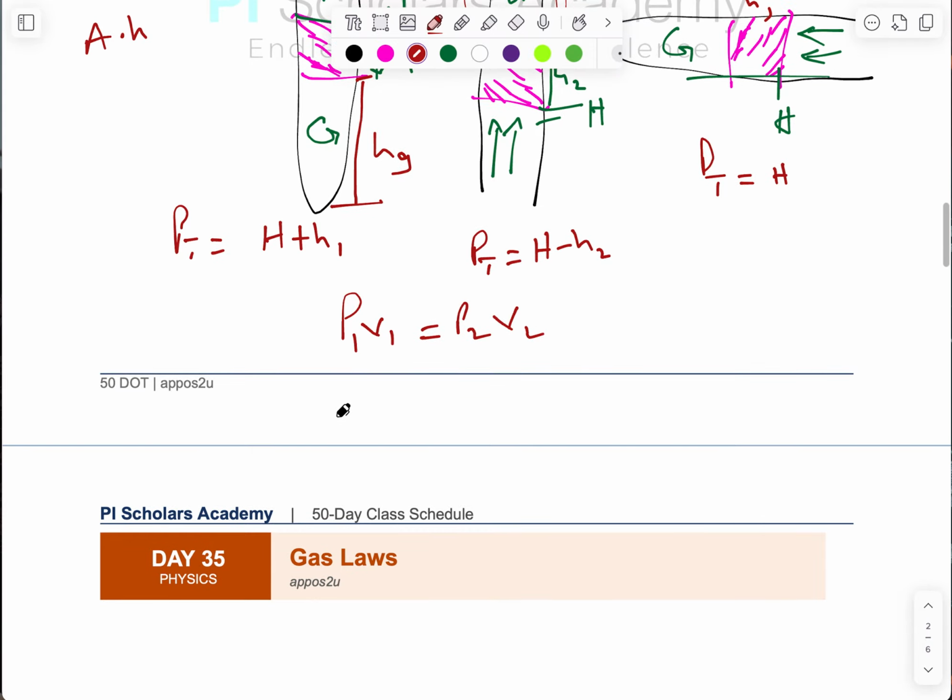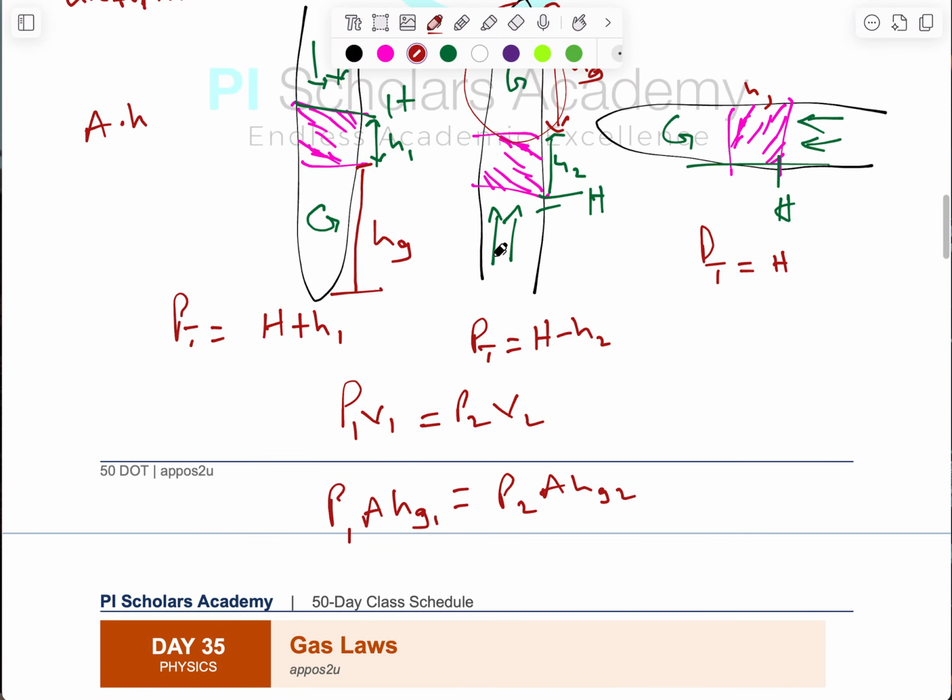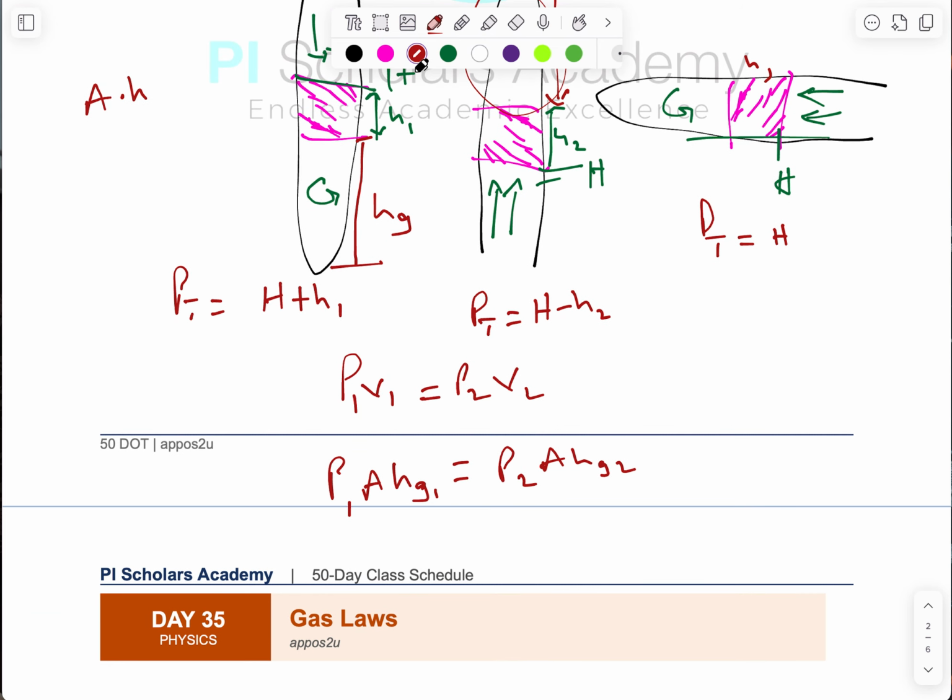So in this place you have P1 multiplied by Hg1, P2 multiplied by Hg2. But you know that it is the same tube, so therefore they will have the same area. Therefore, this A can cancel out. And what you have at the end of the day is P1 Hg1 equals P2 Hg2.